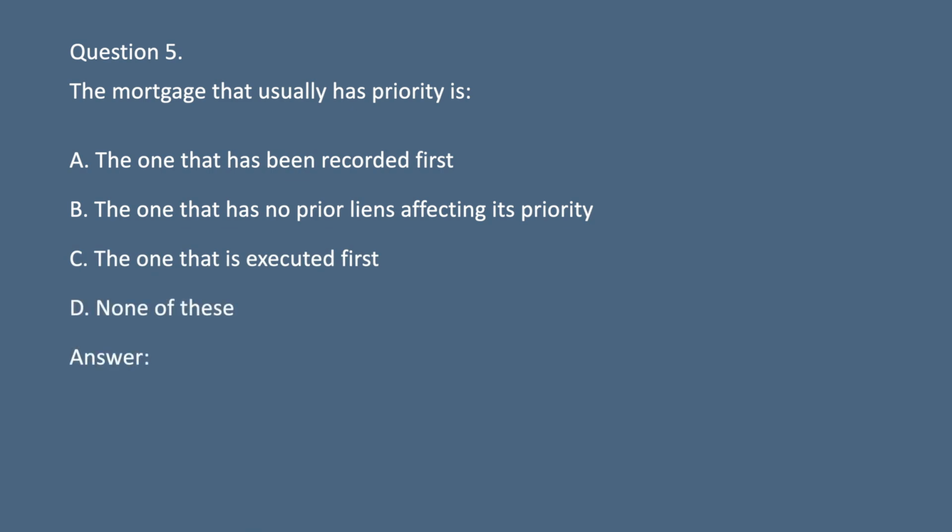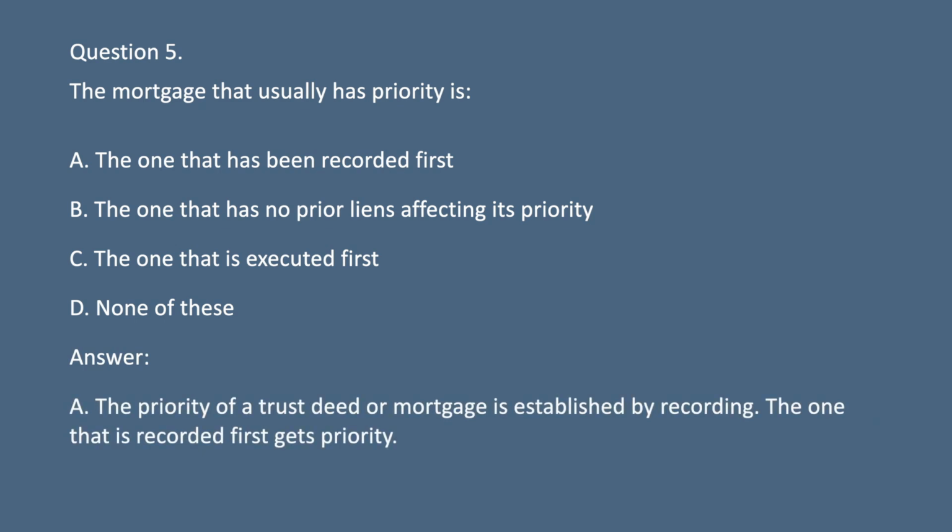Answer. A. The priority of a trust deed or mortgage is established by recording. The one that is recorded first gets priority.